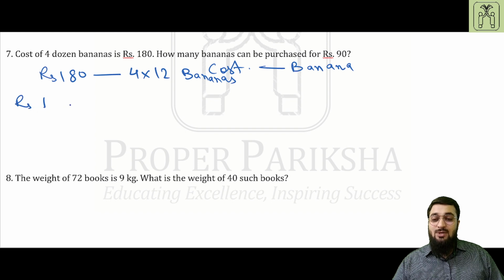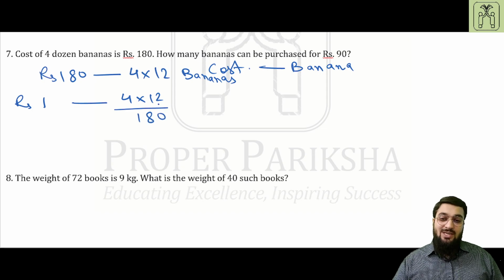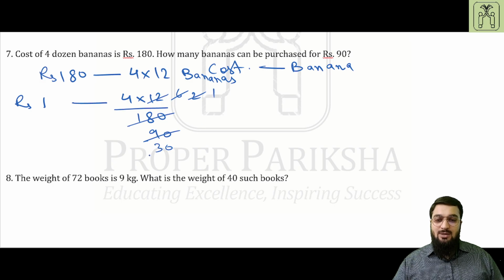So rupees 1 gives us 4 into 12 upon 180. We will try to simplify that. How? We will try to simplify by 2: 6 times and 2, 9 times. After that we will try 3: 2 times and 3, 30 times. After that this will be 2, 1 times, and this will be 15 times. So this will be 4 upon 15.